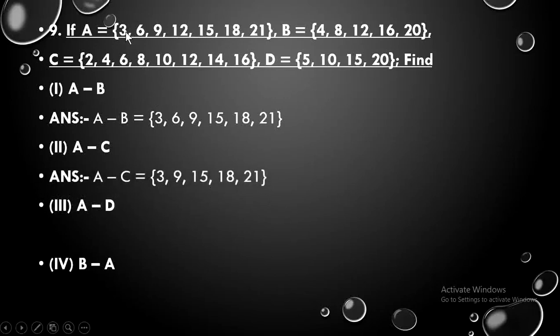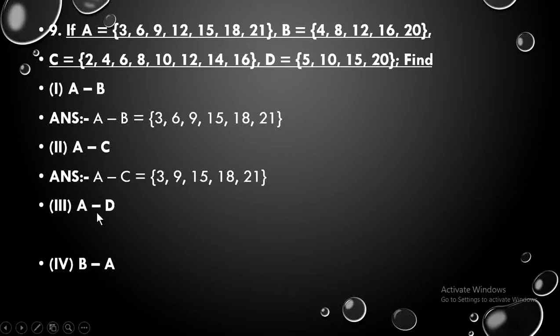So when we do that, we get the following: 3, okay, 3 is there, then 6 was common, so we removed that from set A. Then we wrote 9, 9 is there in set A. Then 12 was also common in both the sets, so we did not write that, we excluded it. Then we wrote 15, 18 and 21. Okay, so I hope you understood it now.